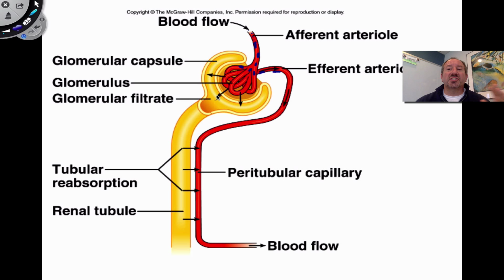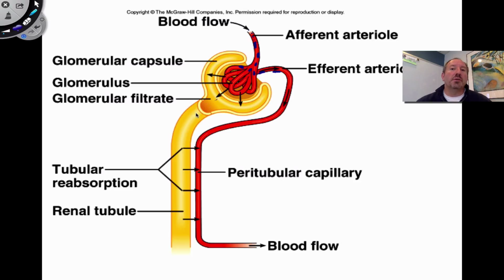is essentially plasma. Now, it's not plasma in the sense that it has the protein, but it has almost everything else that the plasma has. So the glomerular filtrate is mainly water, but also lots of salts, a lot of glucose, a lot of amino acids, that sort of thing. And lots of nitrogenous wastes, which are very small.